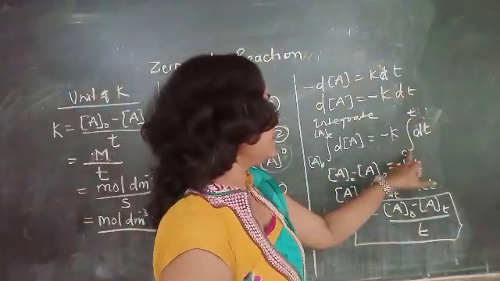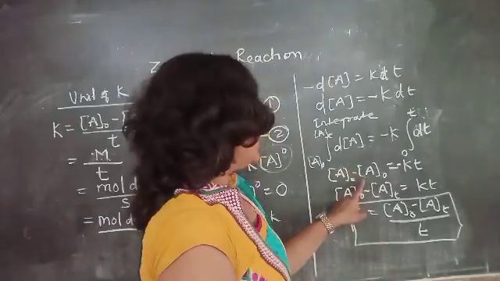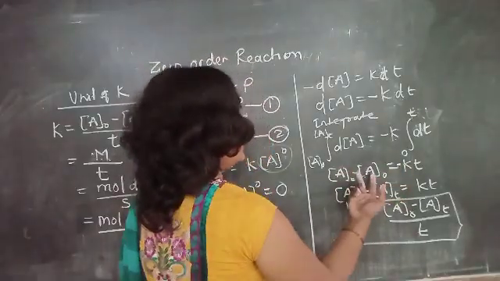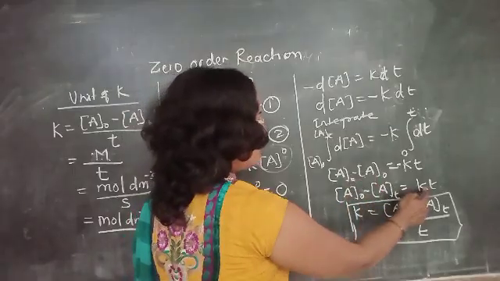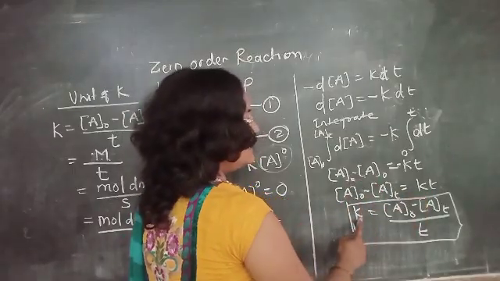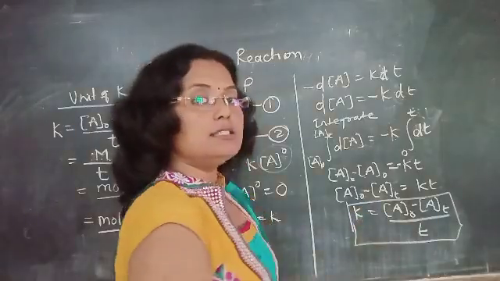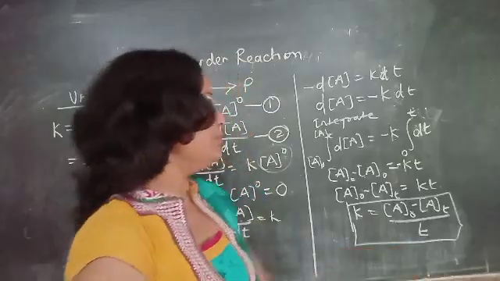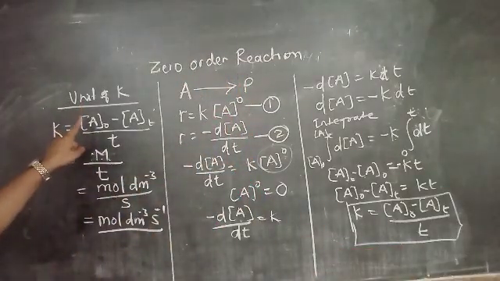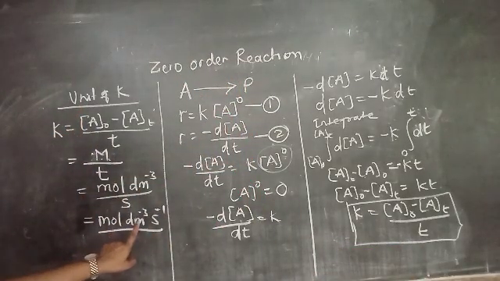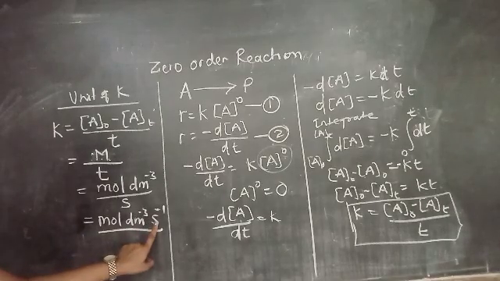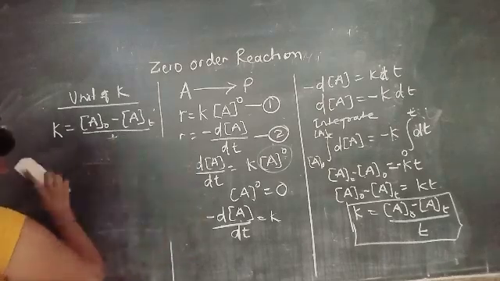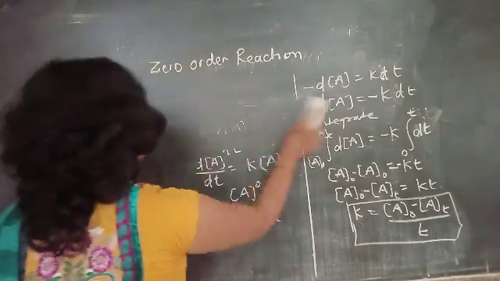For t also it is t minus t0, so it becomes t. When we multiply both sides by minus, the equation shifts: A0 minus At is equal to kt. Finally, the integrated rate law for the zero order reaction is k is equal to A0 minus At upon t. And what is the unit of k? The unit of k will be mole per dm cube per time or per second for the zero order reaction.